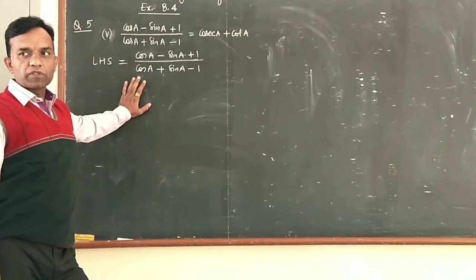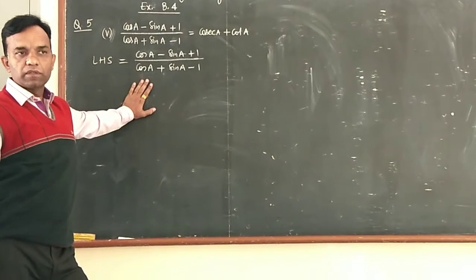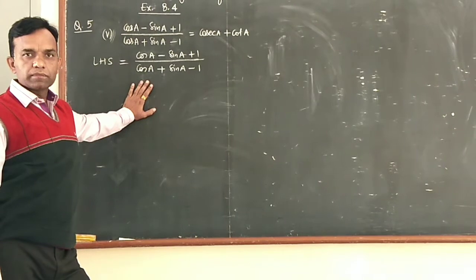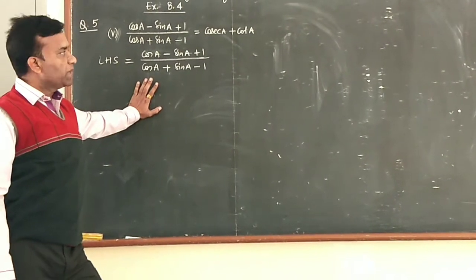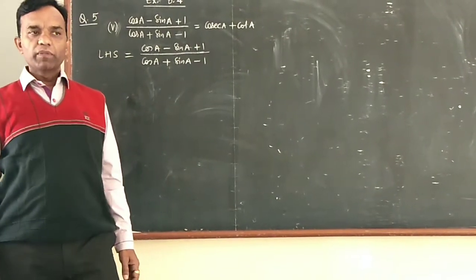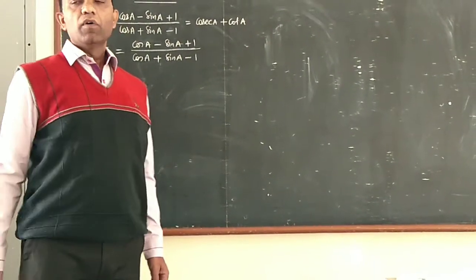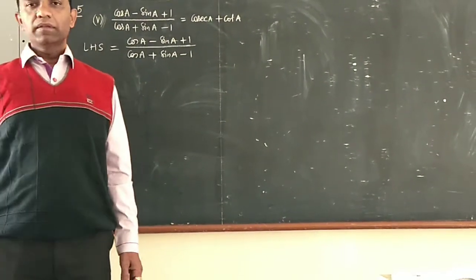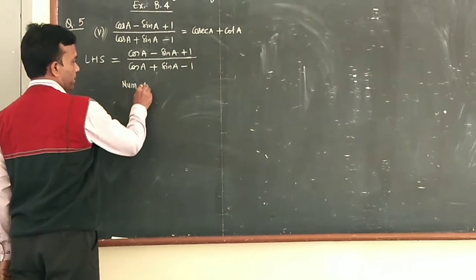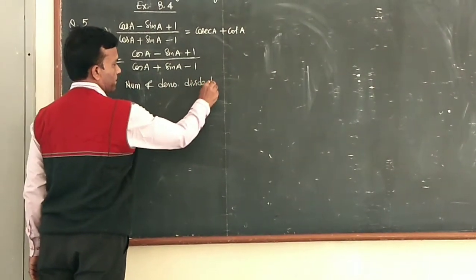By dividing the numerator and denominator by a trigonometric ratio, we get the complete function in the form of cosec and cot. Which ratio do we divide by? What is the formula of cosec? 1 by sin. What is the formula for cot? Cos by sin. Both have sin in the denominator, so divide numerator and denominator by sin.